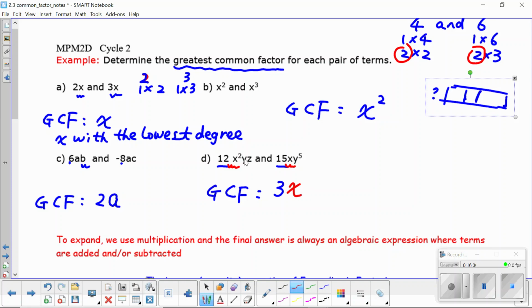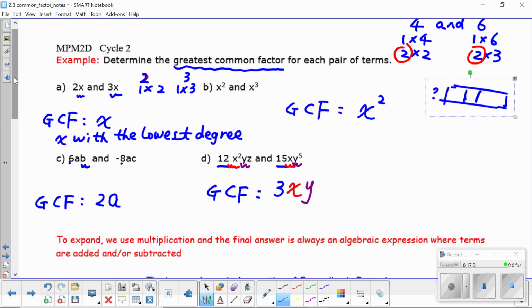And for y to the exponent 1 and y to the exponent 5, the lowest one will be y to the exponent 1. And for z, the second term doesn't have the letter z, so z is not a common factor. So for question D, the answer is 3xy. In this example, we are practicing finding the greatest common factor only. We are not doing the factoring yet.